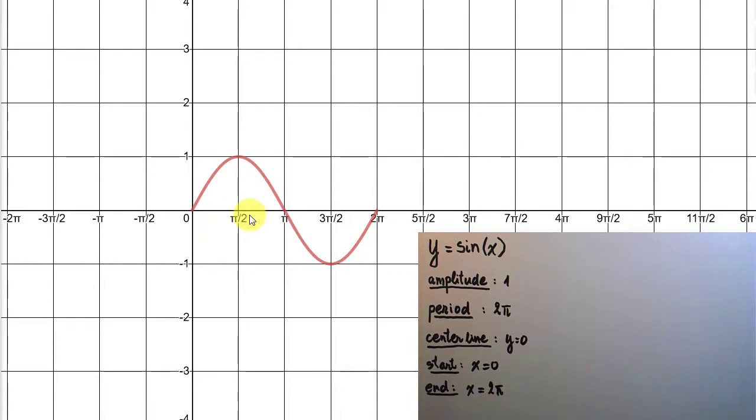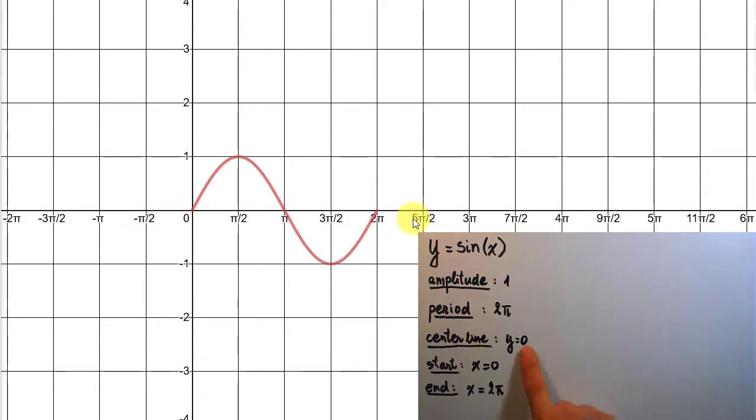And it has an amplitude of 1. The wave height is the vertical distance from the center line to the high peak, or that same vertical distance from the center line to the bottom peak here. So once again, amplitude is 1. The period of this base unit of our standard sine of x function is 2 pi. And we have a center line for this shape at the line y equals 0, namely the x-axis.